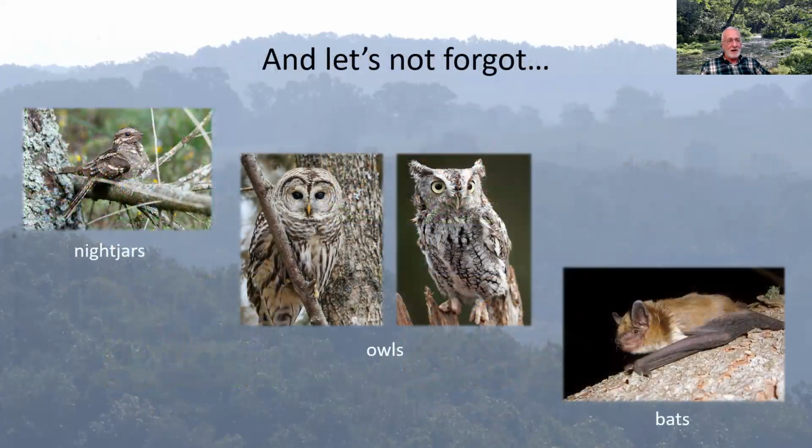But we can't also forget our nightjars, our Chuck Will's widow, and our whippoorwills, owls, and even bats. They feed off of some of those, the bats in particular, and the owls, they'll be feeding off of those polyphemus moths.